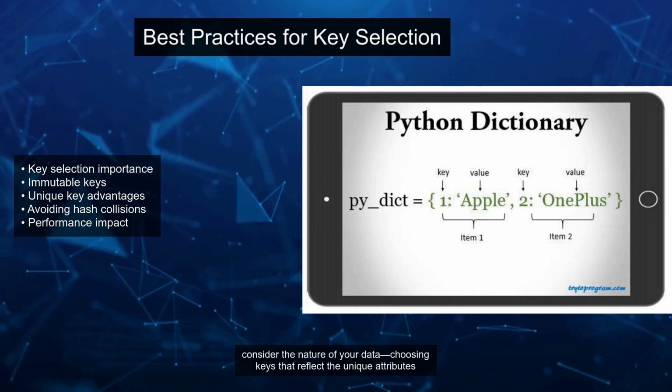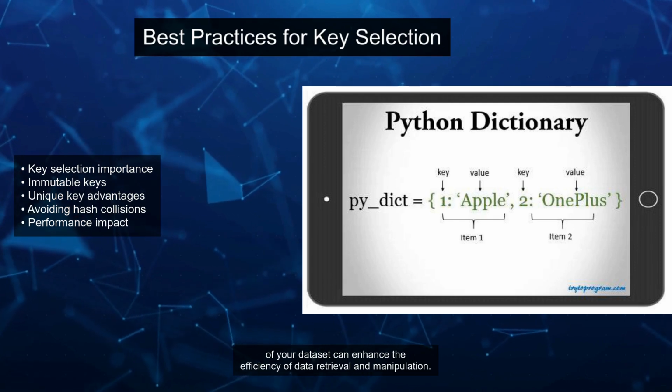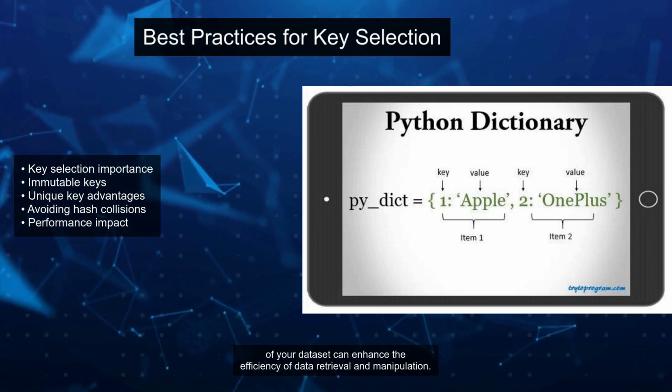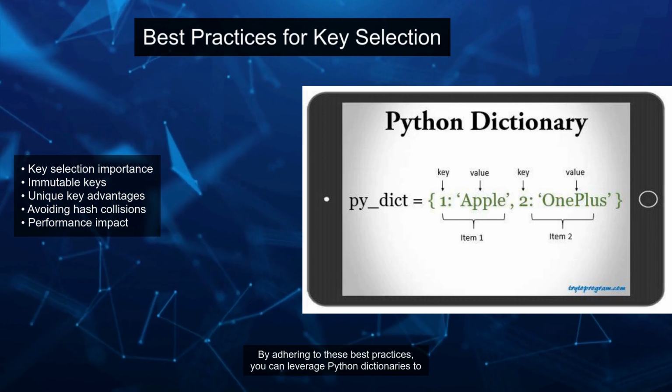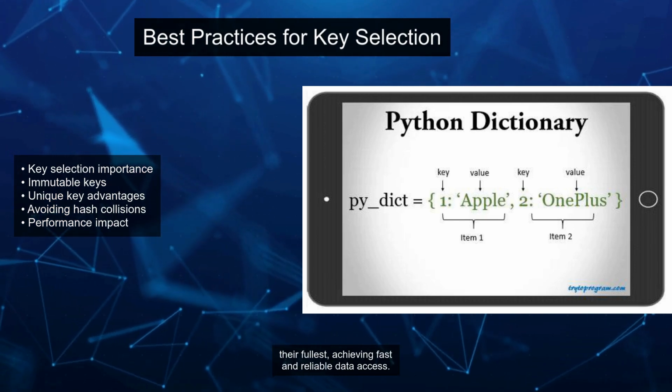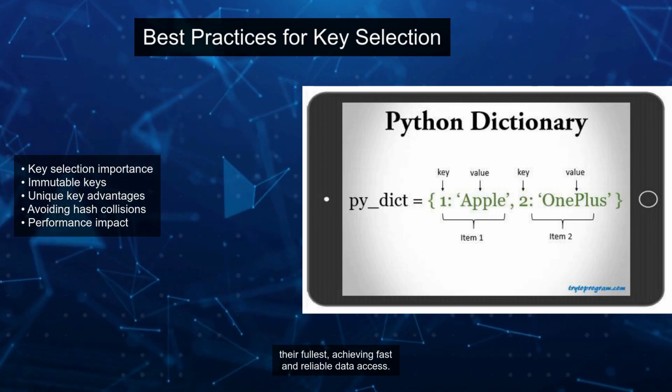Additionally, consider the nature of your data. Choosing keys that reflect the unique attributes of your dataset can enhance the efficiency of data retrieval and manipulation. By adhering to these best practices, you can leverage Python dictionaries to their fullest, achieving fast and reliable data access.